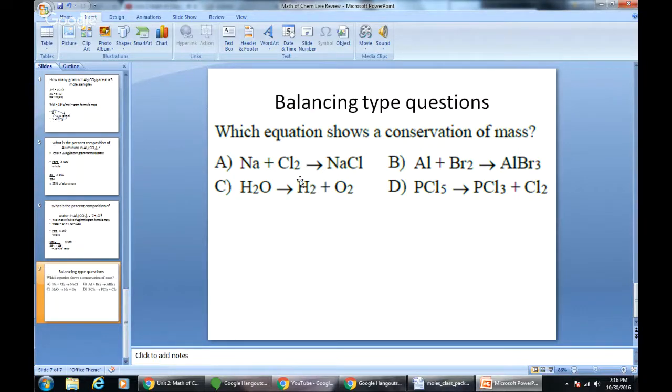All right, so is it looking good for D? Let's just double check it. So 1 P, 1 P, 5 Cls, 3 Cls, and 2 Cls. Now we have 5 Cls. Do you see that it's balanced? All right, so those are balancing type questions.